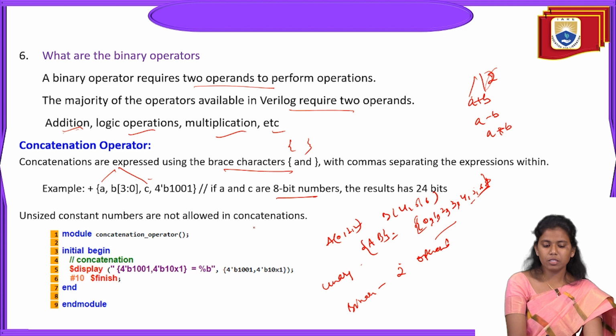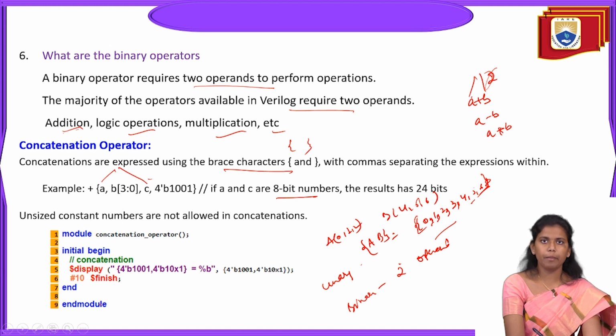Using this particular example, we can understand how the concatenation representation takes place when you write code. So it starts with the very first step, module, representing the device or circuit that you are using. So module concatenation operator. Always remember that when you're writing code, a semicolon at the end of the statement is a must. And then what I am doing is initial begin.